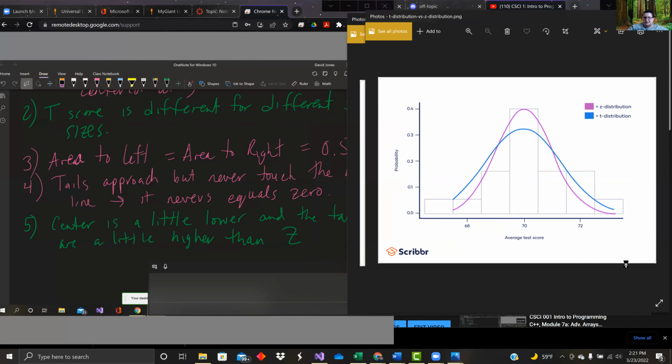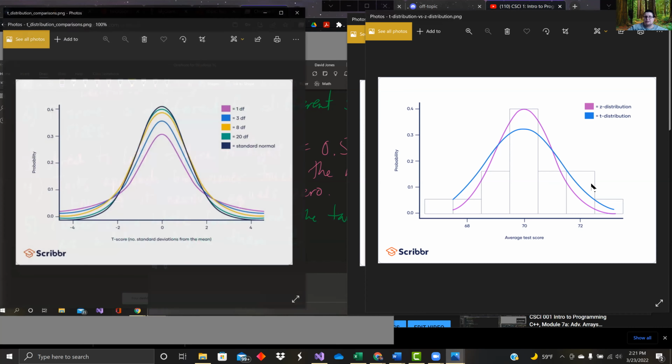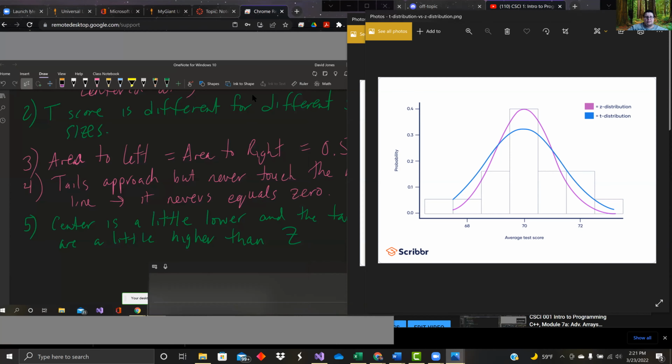You will notice that the Z distribution is this purple pinkish line. It's taller in the center, but as it goes outward, it dips below the blue line, which is the T distribution. So that's what I kind of meant. It's taller in the center. I said lower, yeah, it is a little lower. The T distribution is a little lower than Z in the center, but a little higher than Z as it goes towards the tails.